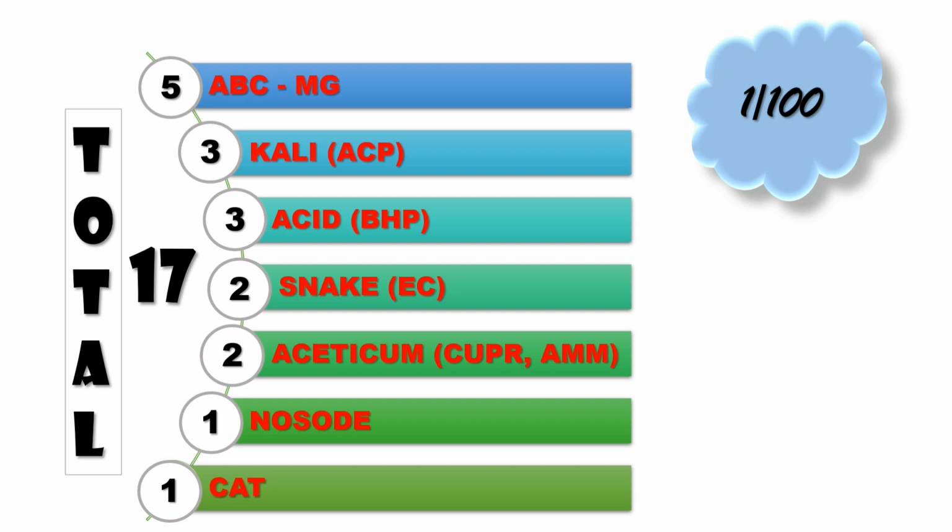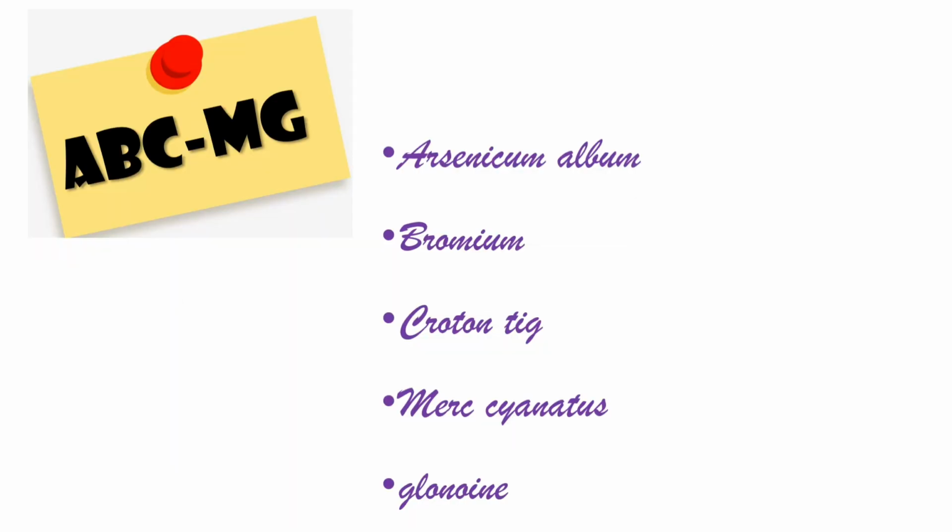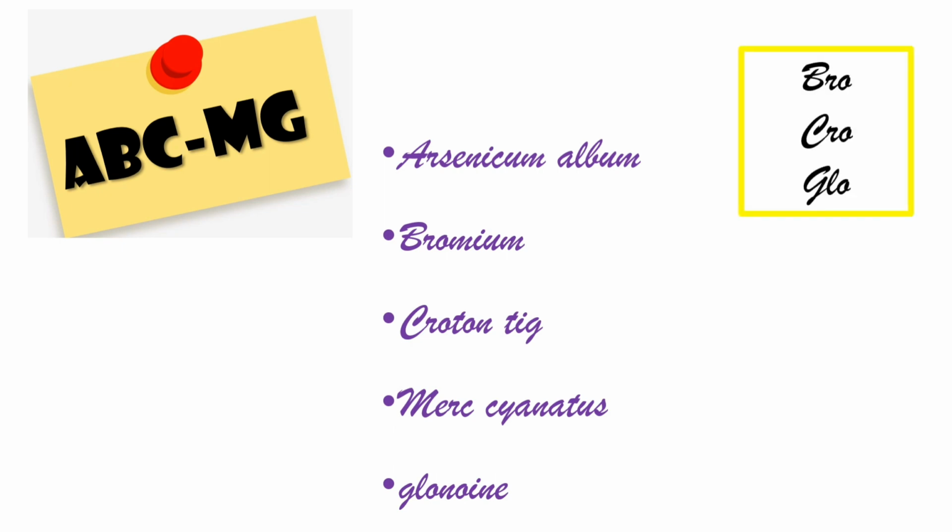Totally 17 drugs are having drug strength 1 by 100. Let's remember those drugs in descending order, and these are the mnemonics. Let's see one by one. First, I remembered this as ABCMG, ABC Madan Gauri. If you can't, then you can remember this as Bro, Crow, Glow. So Bro is bromium, Crow is crotonic, Glow is glonoine, and the other two are arsenicum album and mercurius cyanatus.